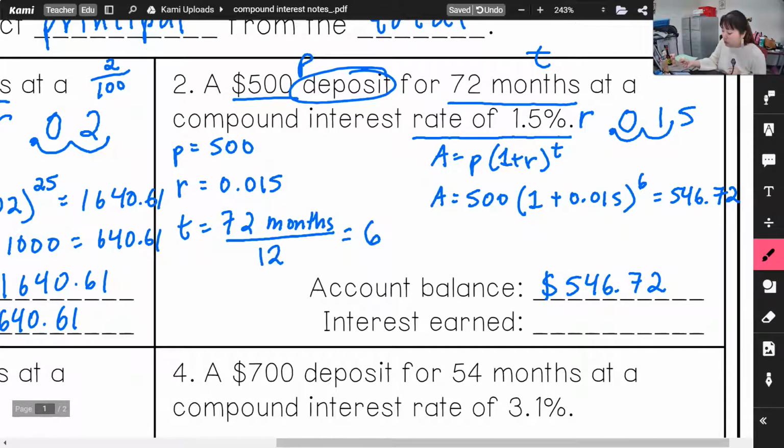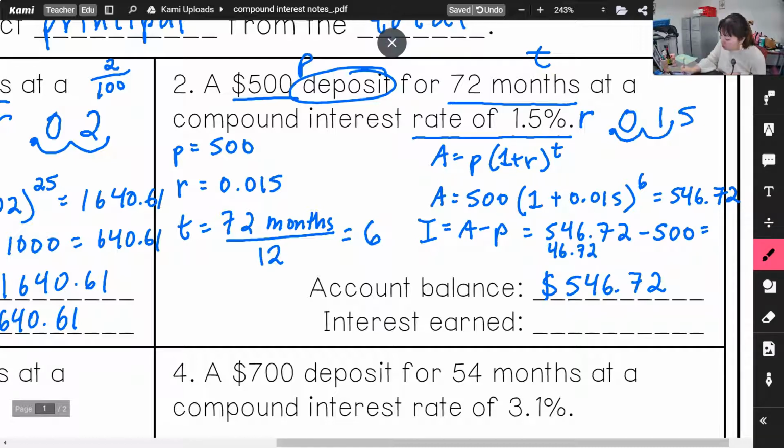So now we get to our interest earned. So I equals A minus P. So that is 546.72 minus P, which is 500. So again, this is a nice easy problem. When we subtract the 500, it's just left with 46.72.